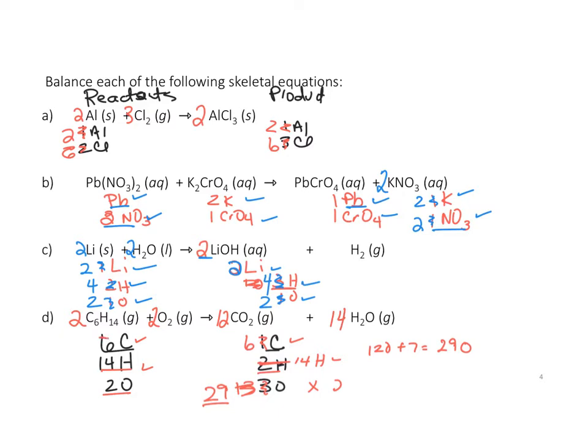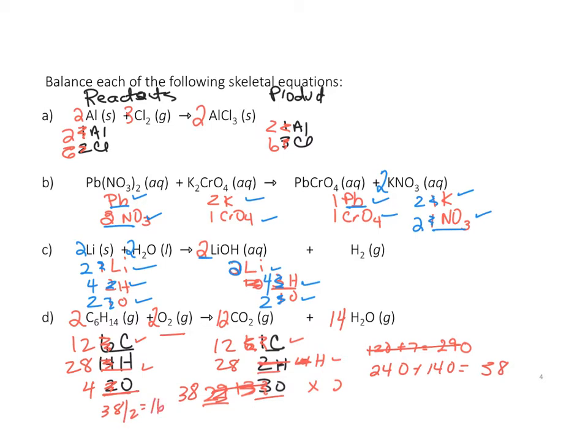So here we have 12 carbons, 28 hydrogens, and 4 oxygens. Here we have 12 carbons. We have 14 times 2 is 28 hydrogens. And then we have 12 times 2 is 24 oxygens plus 14 oxygens is 38 oxygens. Okay, so now we have 38 oxygens, and here we have 4 oxygens. So how could we get 38 here with 2? What's 38 divided by 2? 19. So now we can make this 19.